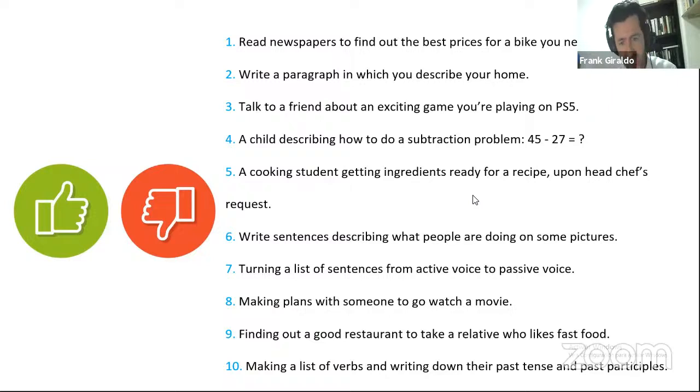Jorge is saying yes. What about the rest of you? One message: yes, we do this in real life. It's a conversational task and it happens. Wonderful. What about number four? Did you ever do this as a child? And even now, I talk to myself when I'm doing subtractions. So yes, number four is a task.